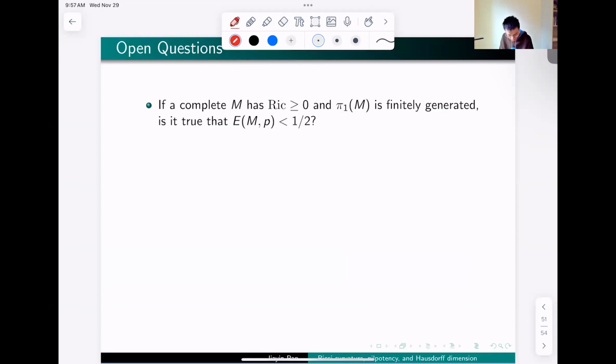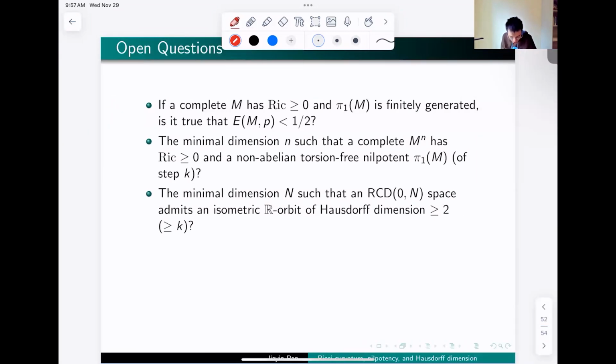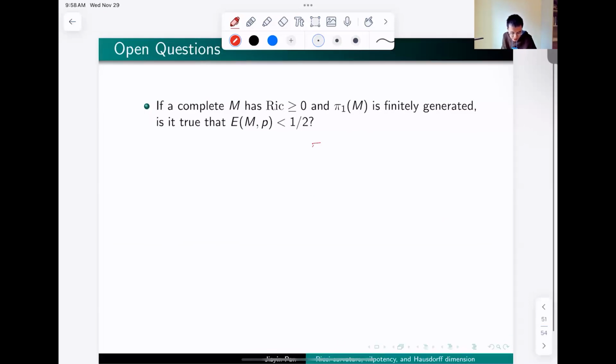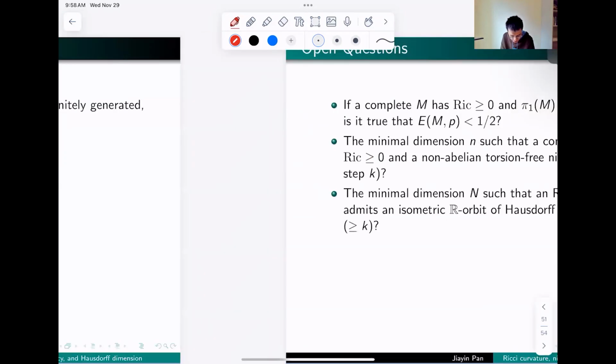Okay, now I'll end my talk with some open questions. The first one I already mentioned: if you assume the fundamental group is finitely generated, does that imply the escape rate is strictly less than 1/2? Because we already know the other direction is true. So this is like the converse of that. In other words, can we replace the condition escape rate not 1/2 by just saying that the fundamental group is finitely generated? That's another way to say it.